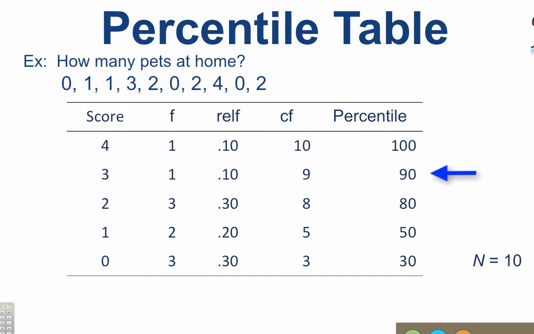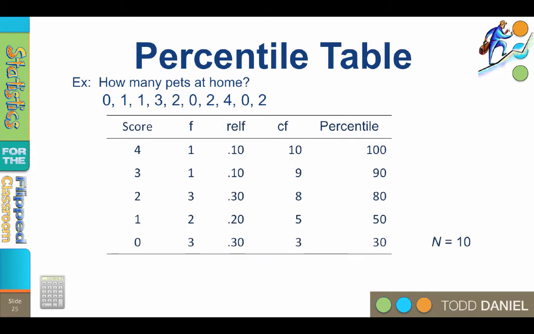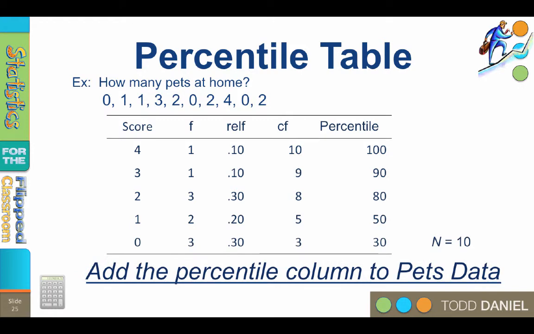Working down the percentile column, 9 divided by 10 equals 0.90 times 100 equals 90. 8 divided by 10 equals 0.80 times 100 equals 80. 5 divided by 10 times 100 equals 50. 3 divided by 10 times 100 equals 30. Go ahead and complete the table in your notes if any of these numbers are still missing.